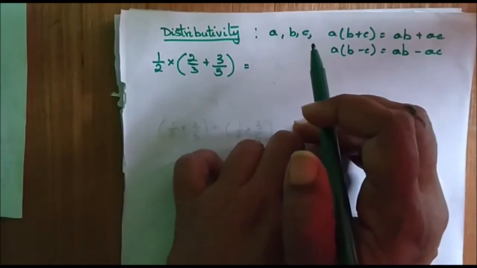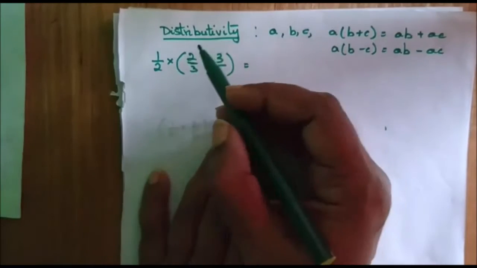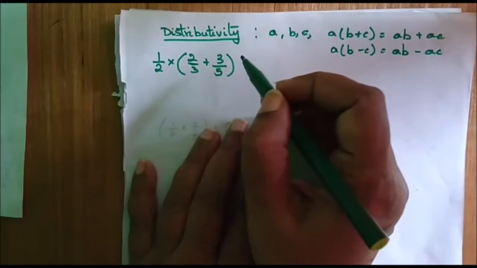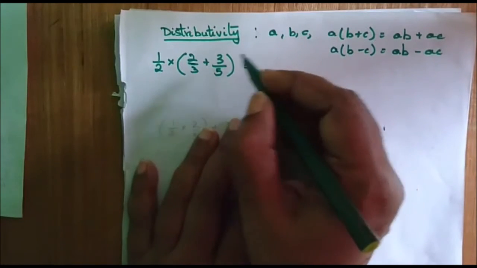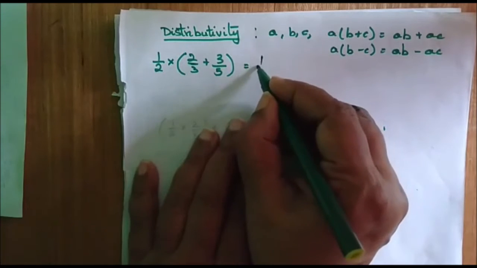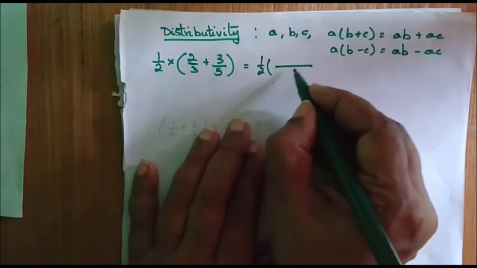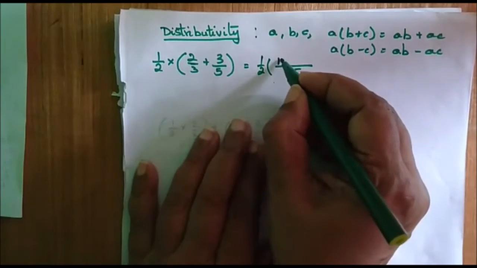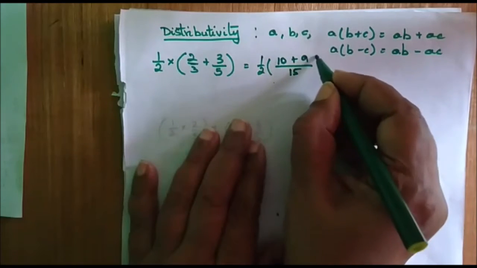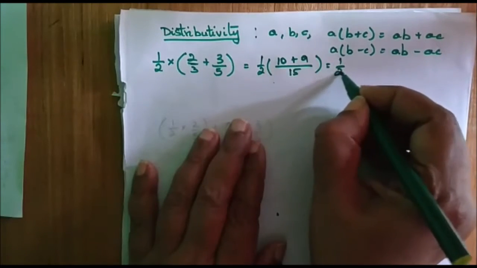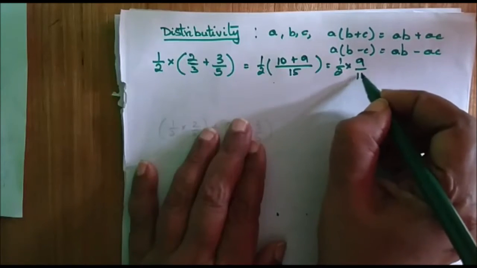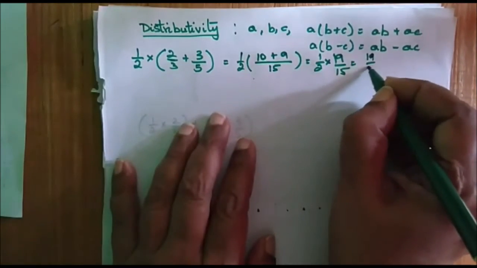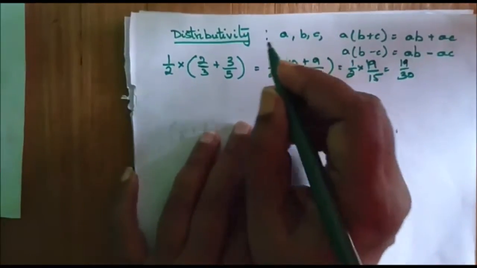Now let us do this property with the help of an example. I am given half into (2 by 3 plus 3 by 5). So we can do it in this method. First we will solve the LHS, that is half into... first I'll find the LCM, it is 15. So 3 will go in this 5 times, it is 10 plus 9. Okay, so I get 1 by 2 into 19 by 15, which is equal to 19 by 30.